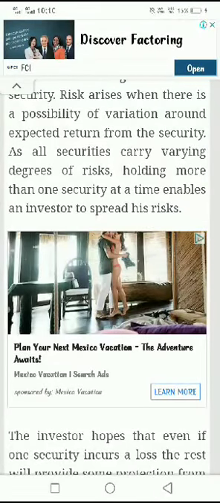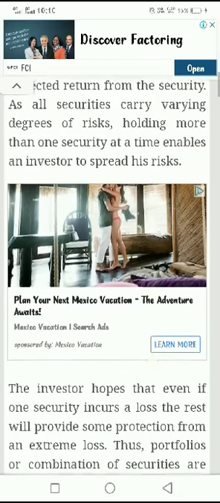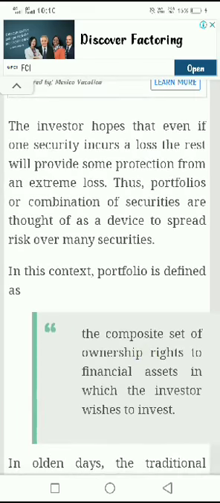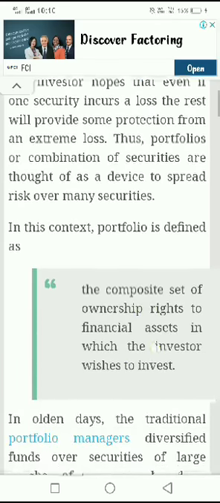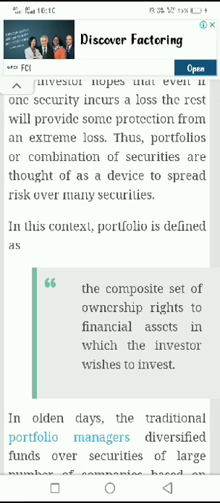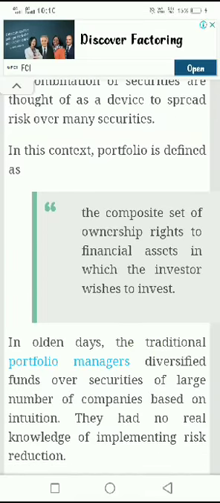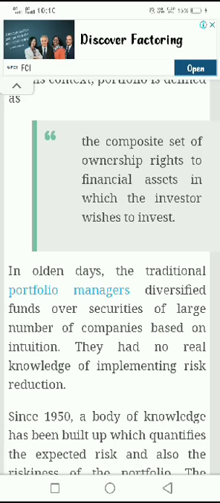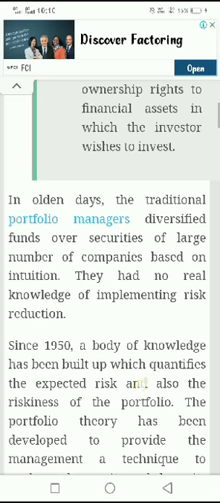As all securities carry varying degrees of the risk, holding more than one security at a time enables an investor to spread his risk. The investor hopes that even if one security incurs a loss, the others will provide some protection from extreme loss. Thus, portfolios or combinations of securities are thought of as a device to spread risk over many securities. In this context, portfolio is defined as the composite set of ownership rights to financial assets in which the investor wishes to invest.